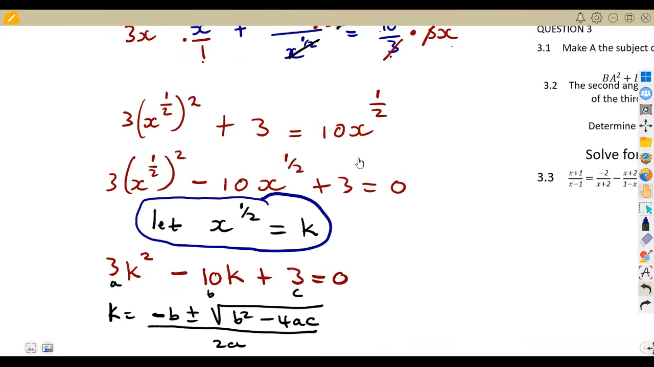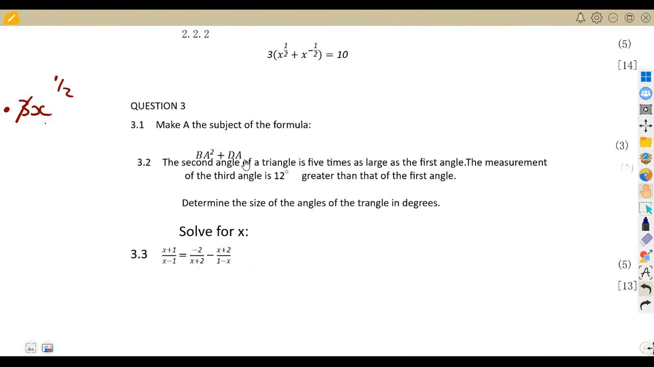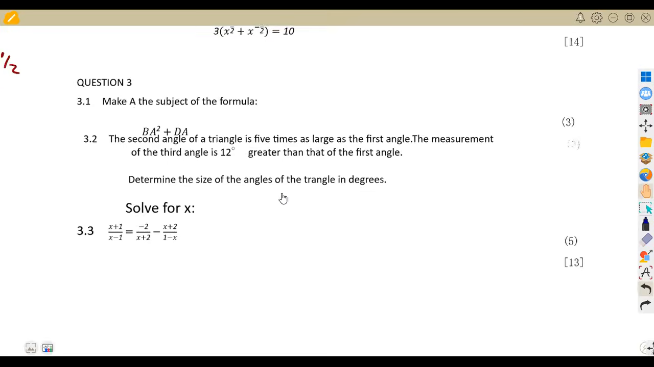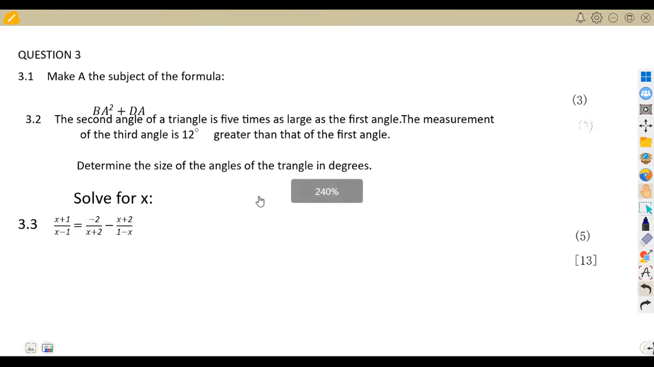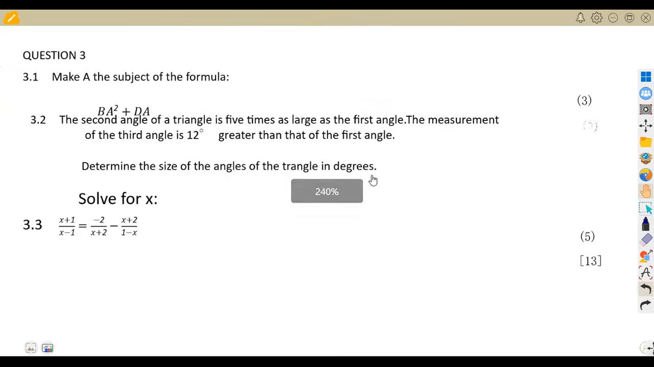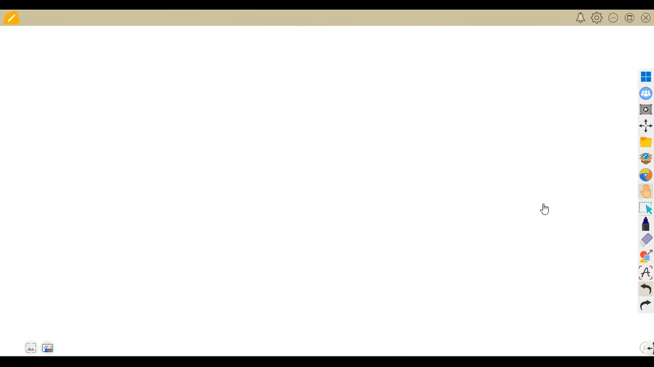All right, let us see the other part. So that was question 2. Then question 3, we are now given here, make A the subject of the formula. All right, so this is not complete. Let me just rewrite this question the way that it is from the question paper that I'm having here.